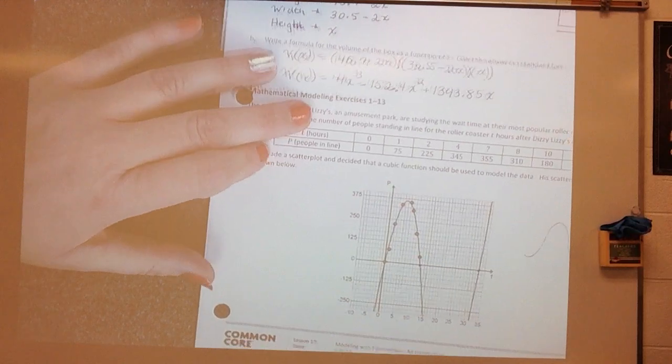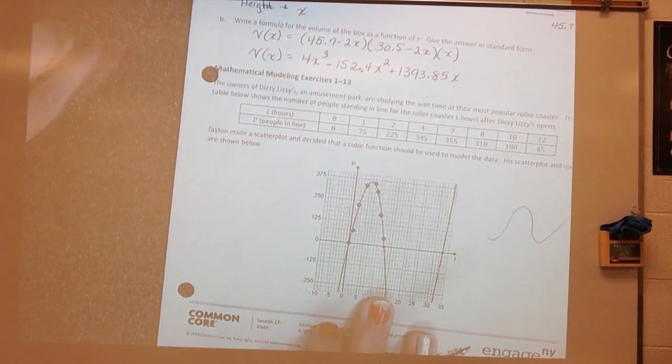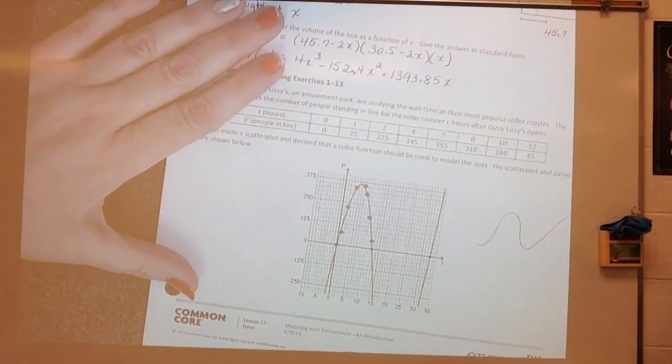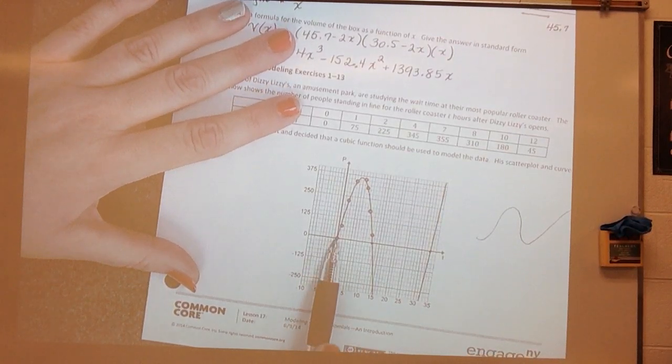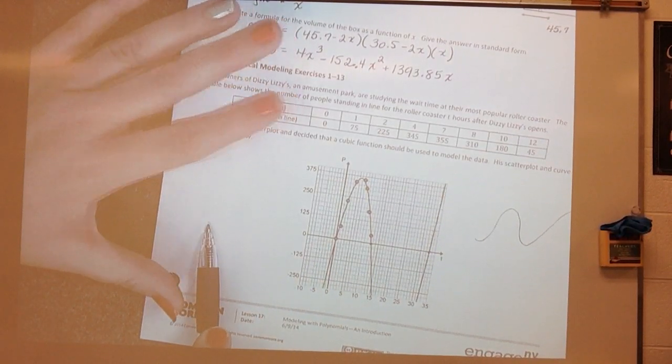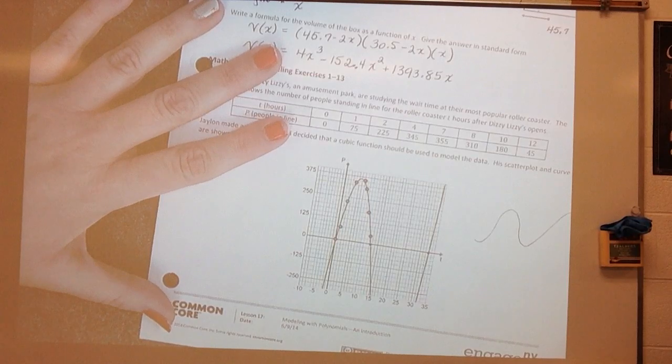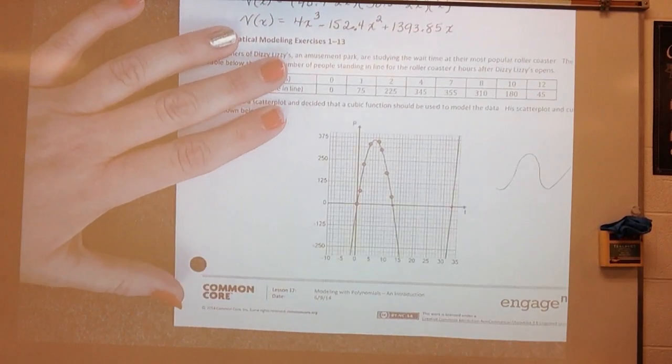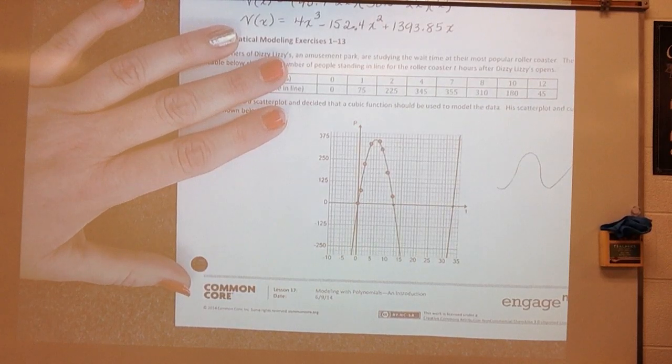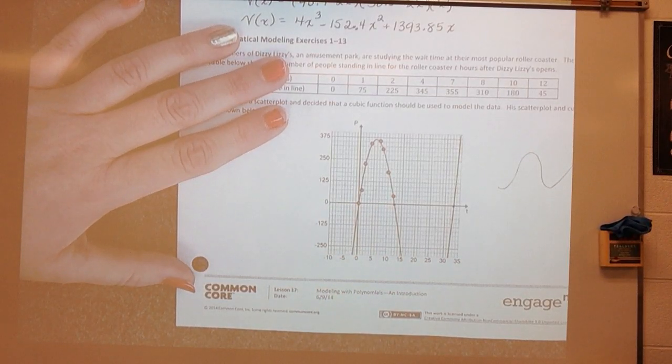But let's think about this for a second. Because of the situation, because we're dealing with hours, is anything past 0 on the negative side going to make sense? I can't have -1 hours of the park being open or -2 hours of the park being open. So our domain, we start at 0. Alright?